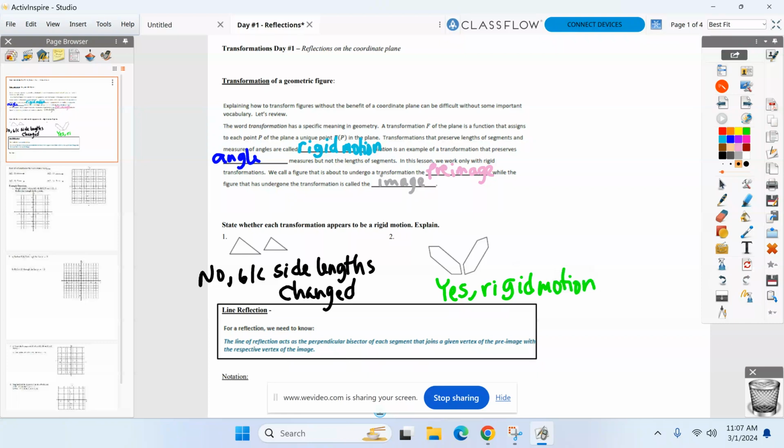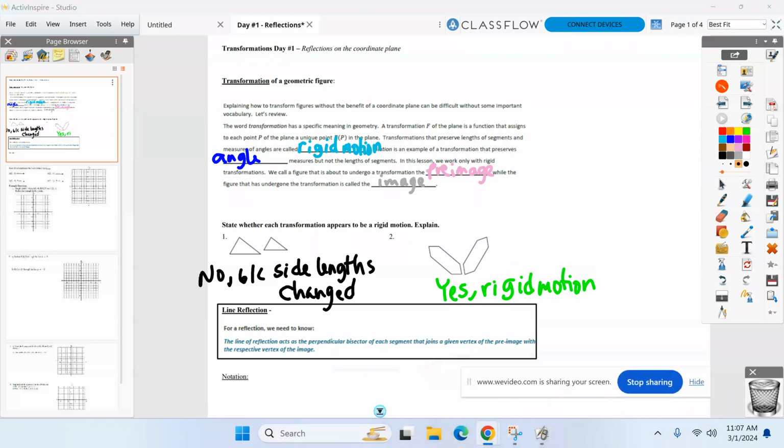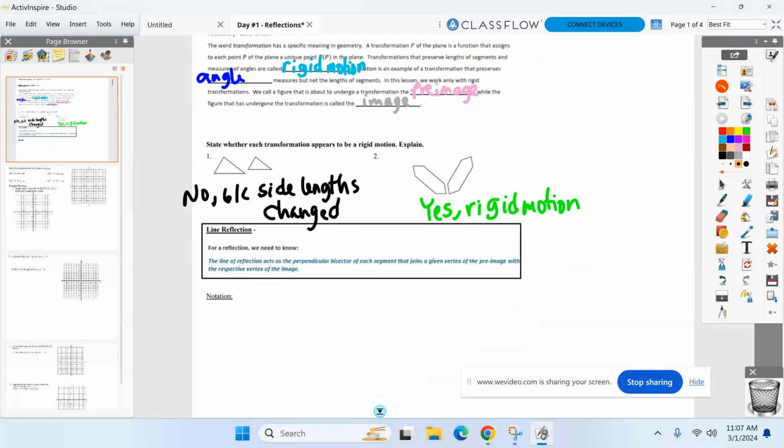Right, that term will be used throughout the unit, rigid motion. It's a transformation that preserves distance and angle measure. All right, we're going to go over one specific rigid motion today. One specific one that does not change the size or shape, and that is a reflection.